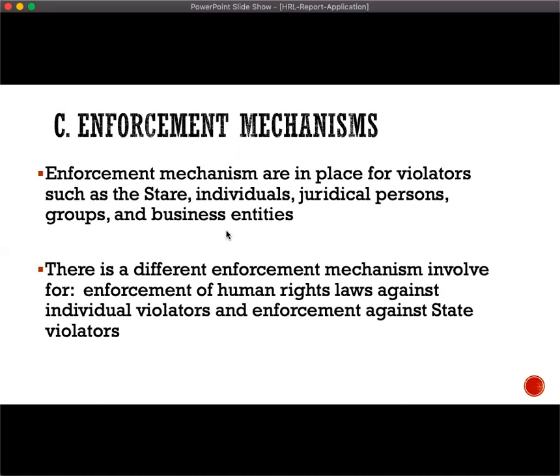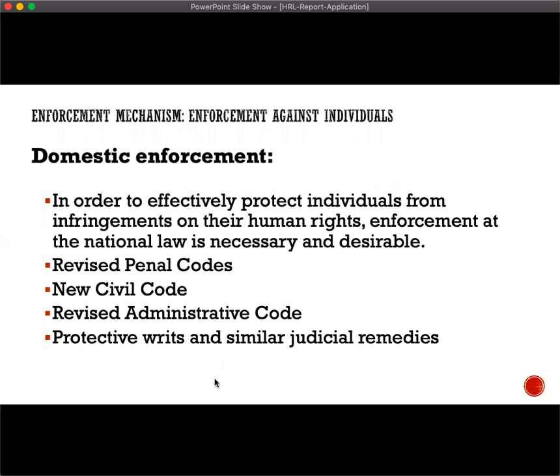Okay, so we go to the enforcement mechanisms of treaties. So enforcement mechanisms are in place for violators such as states, individuals, juridical persons, groups, and business entities. So there are different enforcement mechanisms involved for the enforcement of human rights law against individual violators and enforcement against state violators. So domestic enforcement.